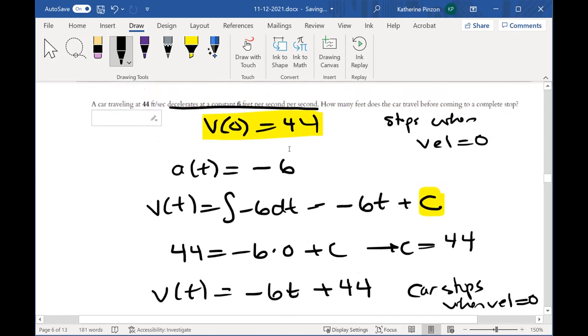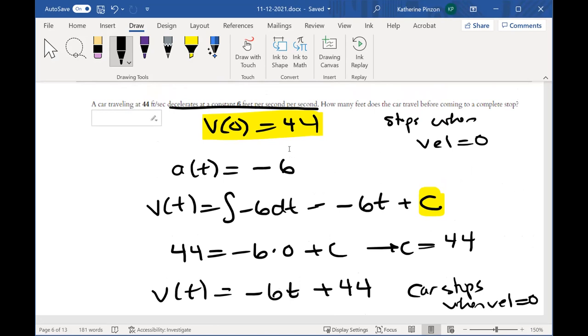Like 0. Because it told me that's how fast I was going, like a car's traveling at 44 feet per second. I'm just assuming that's my starting time. I'm starting right now, where, boom, they told me this, that's where I start. Okay, so it says how many feet does the car travel before coming to a complete stop?